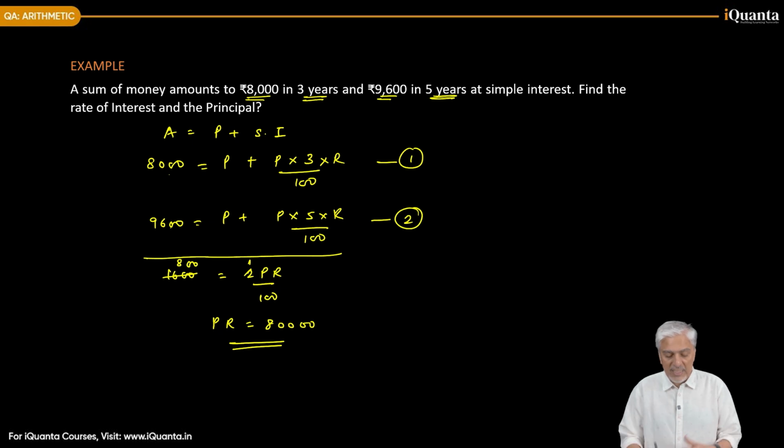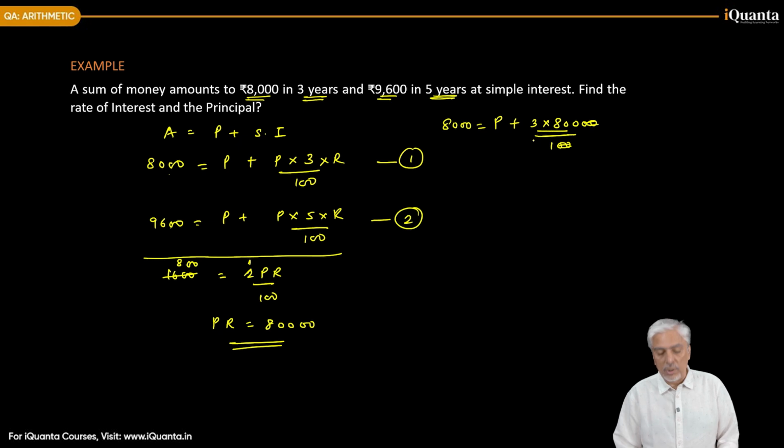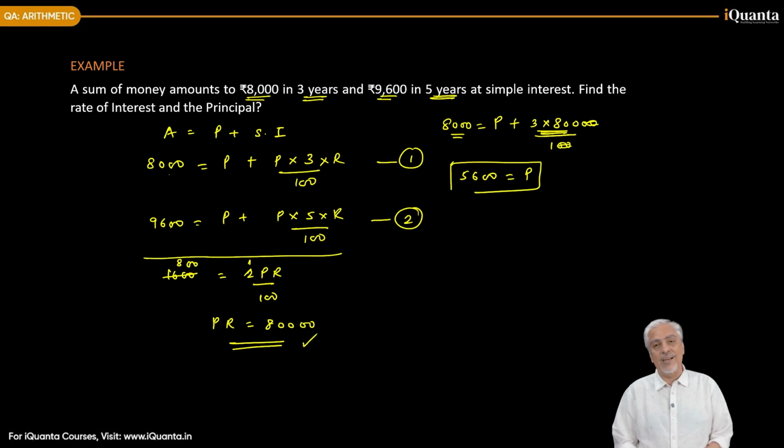And now you put this PR in any one of the equations. So suppose I put it in the first equation, so I have 8,000 is equal to P plus 3 multiplied by 80,000 upon 100. The two zeros cut out, and this becomes 2,400. And we can then get P. So 8,000 minus 2,400, which will become 5,600, becomes my P. Put it over here to get R.